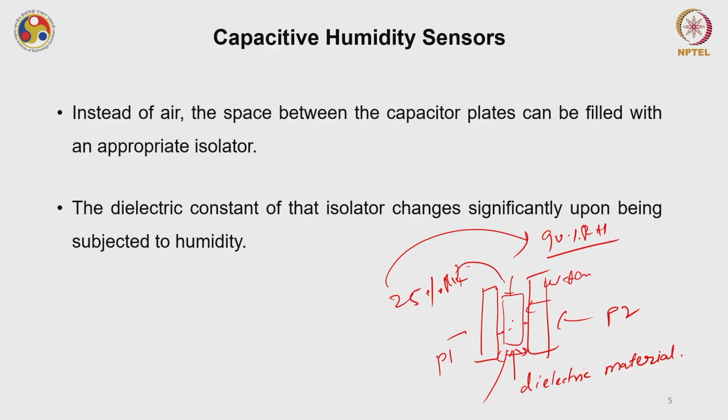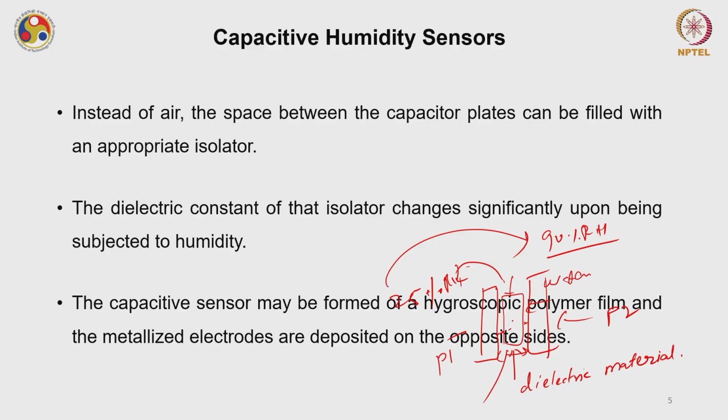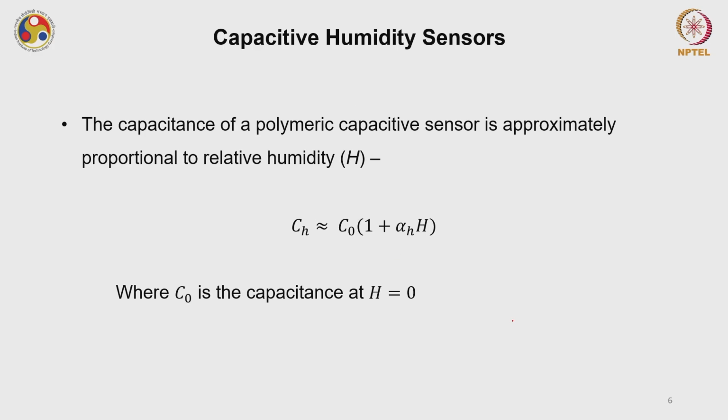So the capacitive sensor may be formed by a hygroscopic polymer film and the metallized electrode deposited on the opposite side of this film. The capacitance of a polymeric capacitive sensor is approximately proportional to the relative humidity, as we have discussed. This C_H is equal to C naught into 1 plus alpha H, where H is your relative humidity and C naught is the capacitance when there was no humidity. Alpha is a constant.